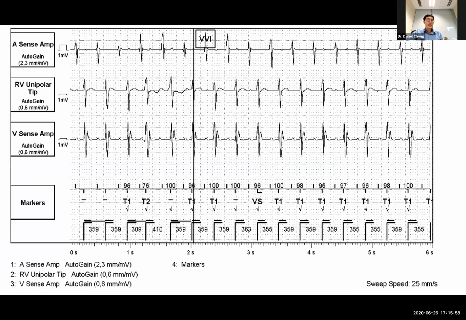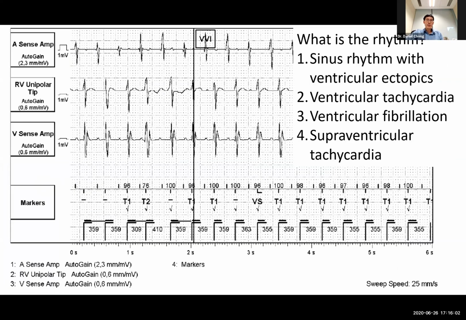All right. Third question, which I think should be fairly straightforward. What is the rhythm? Is this a sinus rhythm with ventricular ectopics? Is this ventricular tachycardia? Is this ventricular fibrillation? Is this supraventricular tachycardia? Let's vote. Maybe it won't take too long, because I think most people probably get this right.